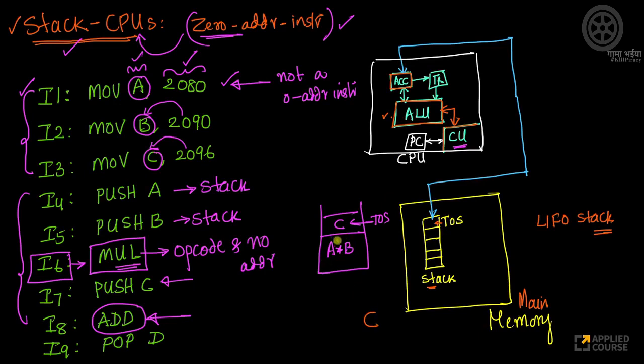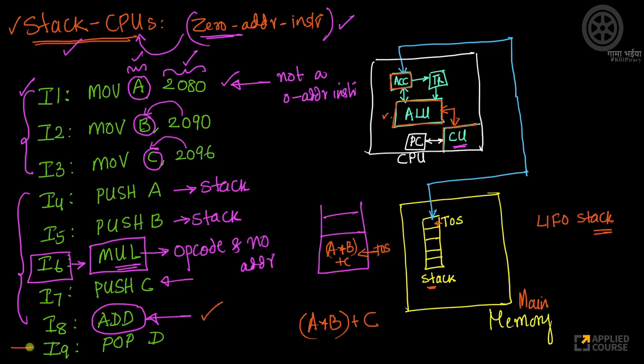Then I have A star B. I also pop this, so my accumulator consists of A star B. Now an addition will happen between these two, and the resultant will again be stored on the top of the stack. So eventually my top of the stack will simply consist of A star B plus C.